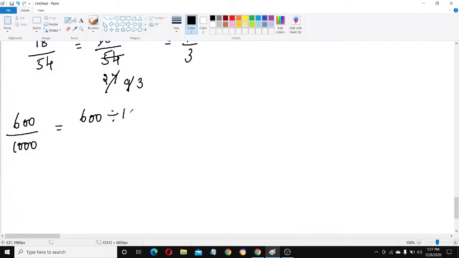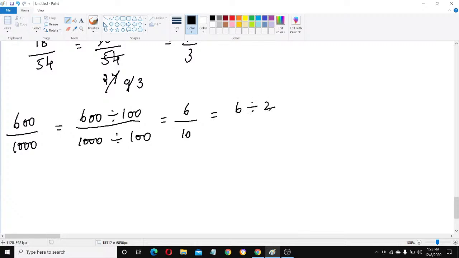600 divided by 100 by 1000 divided by 100. 600 divided by 100, 6. 1000 divided by 100, 10. How many hundreds are there in 1000? 10. After cancelling, again you have to check whether a common factor is there between numerator and denominator. Here also a common factor is there. 2 is a common factor between numerator 6 and denominator 10. So here again you have to divide.